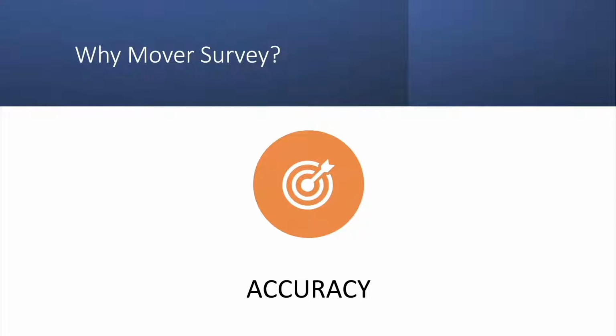Accuracy is perhaps the most important because if your pre-move survey is not accurate, then your estimate is likely not going to be accurate either, and you may end up underbidding or overbidding for the job. If you happen to underbid, then your crew may show up unprepared and that could affect your job margins. You may even end up with an unhappy customer. If you happen to overbid for the job, you may risk losing the job to a competitor.